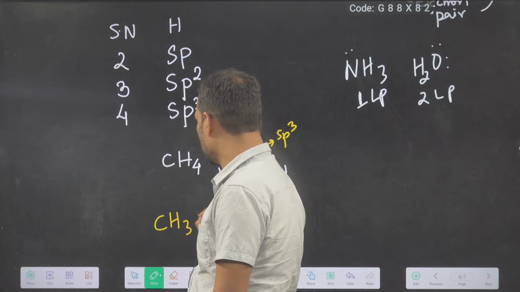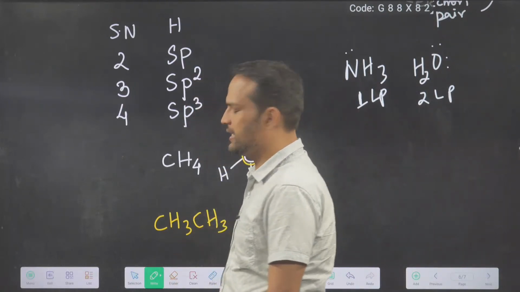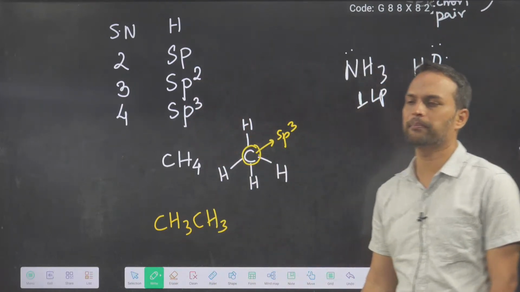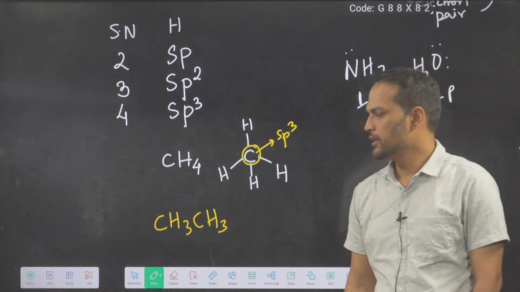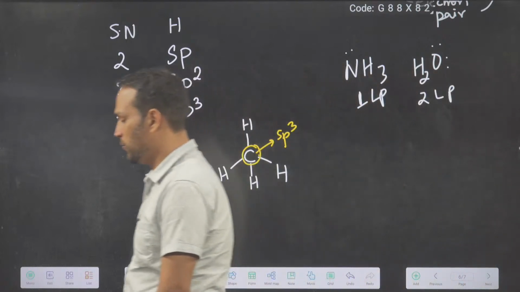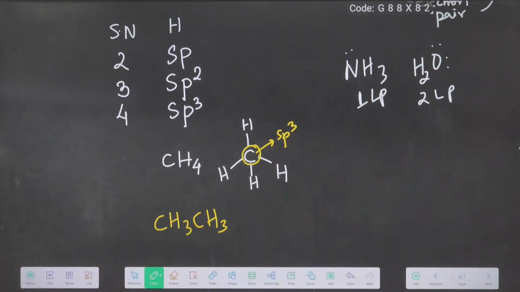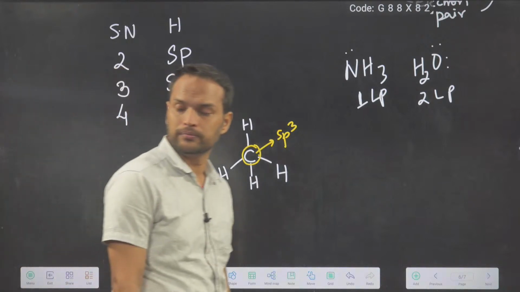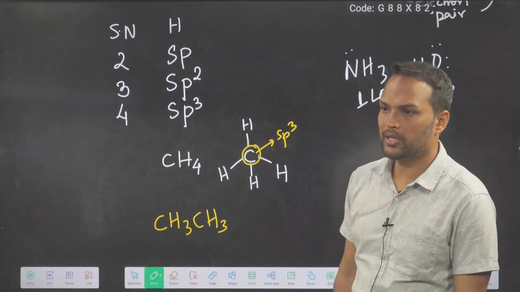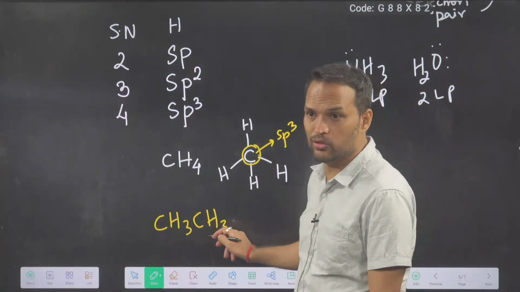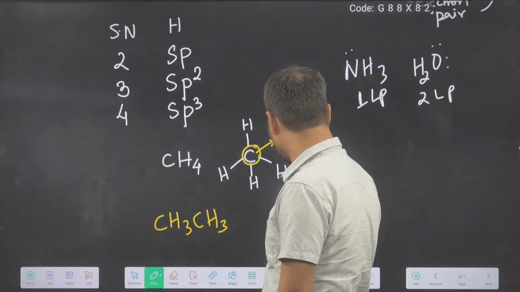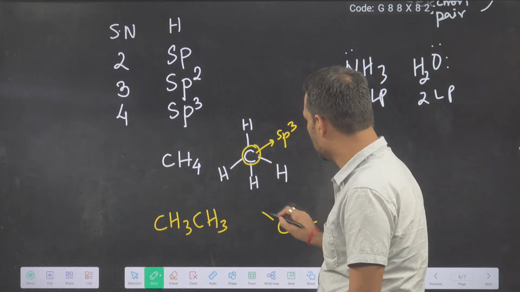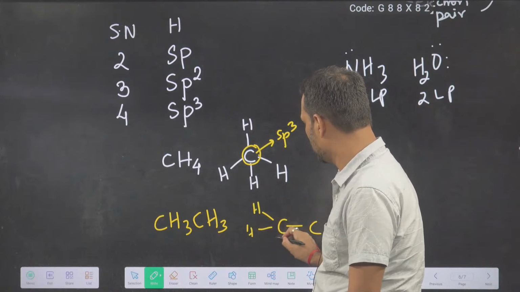Next part. Do you know this compound CH3CH3? What is the name? Ethane. There is no pi bond. You can draw the diagram like this: carbon, carbon, 3 hydrogen on each.